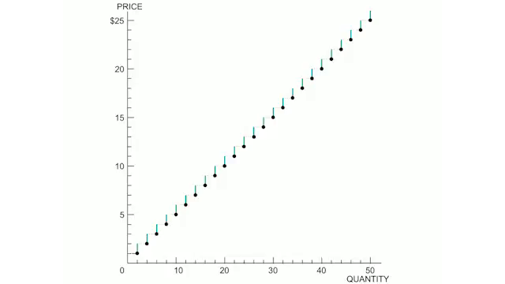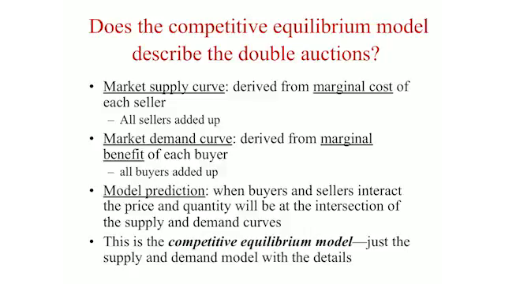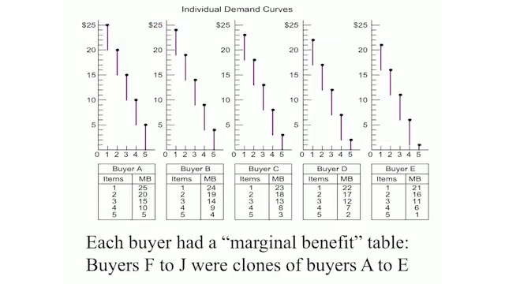Now let's consider demand. The second bullet here reminds us that the market demand curve is derived by adding up the marginal benefits of each buyer. Okay, so let's do that. So here are the buyers. We have buyer A through buyer E. Buyers, of course, have marginal benefits from the product, and we represented that on these little cards. So for item 1, buyer A's marginal benefit is 25. For a second item, it's 20, and so on. You can see the marginal benefits declining.